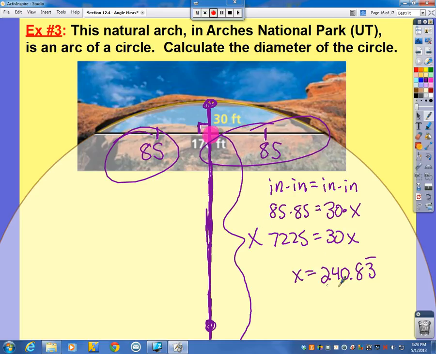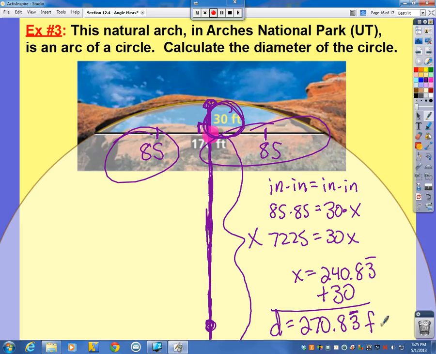Now, again, is this the full diameter? Not quite. It's almost the full diameter. We need to add in the extra 30 feet that it is lacking. So really, the full diameter is 270.83 repeating feet. So now we could actually do some stuff with that. We could calculate the length of that arc. We could calculate the area of that segment that we have trapped right in here between the chord and the arc. We could do a lot of things with it.